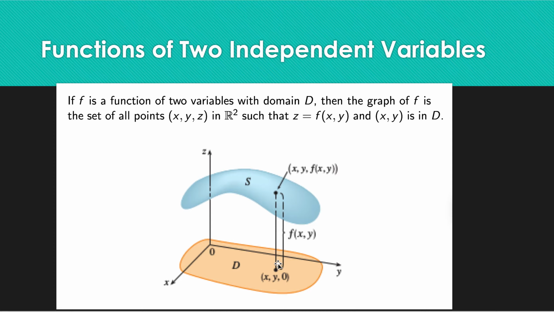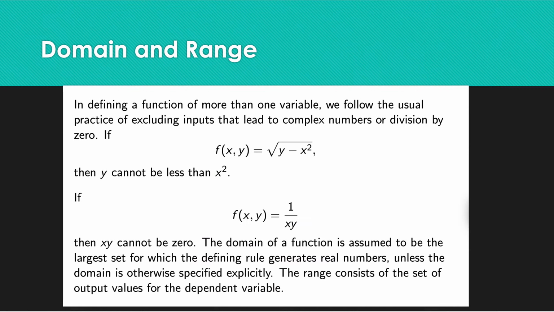So if it was a cylinder, then the circle portion of the cylinder would be in the xy plane, and the height of the cylinder would be determined by z. Okay, so that's the visual correlation between what is happening there. So how do we figure out domain and range?